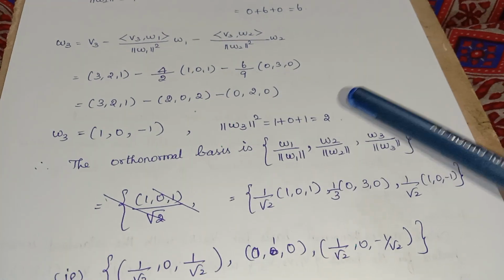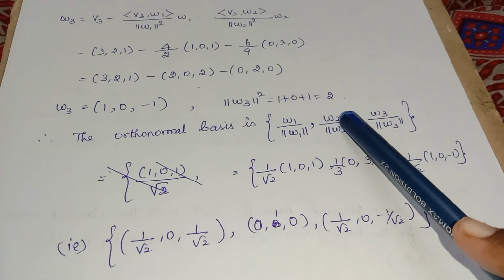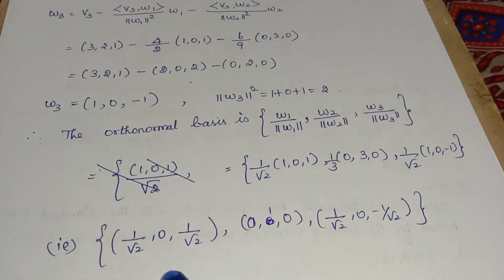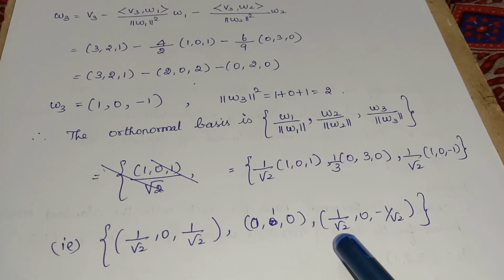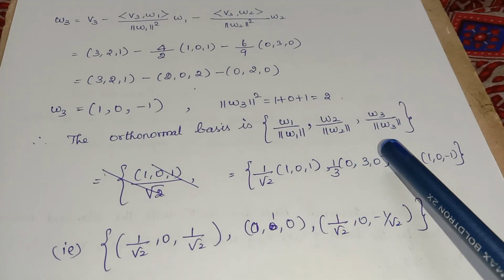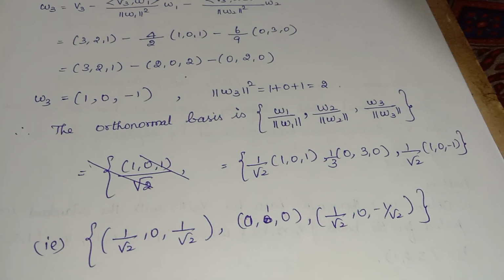So all the values we have obtained. So how will you write the orthonormal basis? W1 by norm W1, W2 by norm W2, W3 by norm W3. So this is the final answer. So if you want to write only the orthogonal basis, you can simply write W1, W2, W3. For writing orthonormal, you have to divide it by their respective norms.